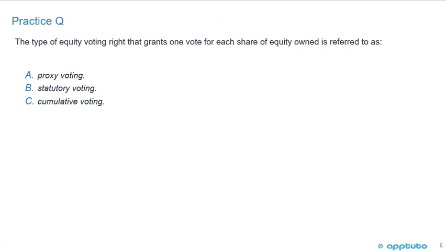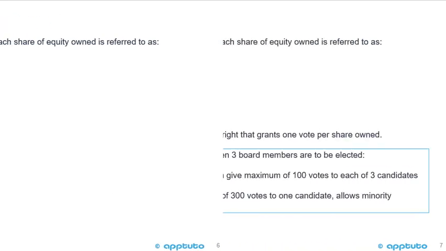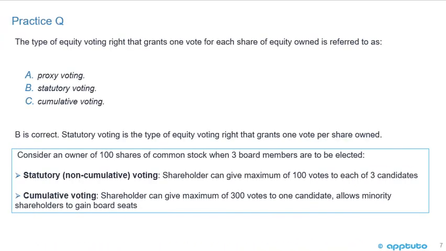The type of equity voting right that grants 1 vote for each share of equity owned is referred to as A, proxy voting, B, statutory voting, or C, cumulative voting. And that question's not too difficult. The type of equity voting right that grants one vote for each share of equity owned is referred to as statutory voting. So B is correct. Statutory voting is the type of equity voting right that grants one vote per share owned.